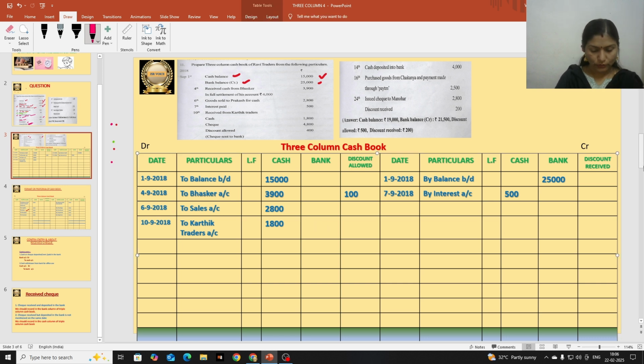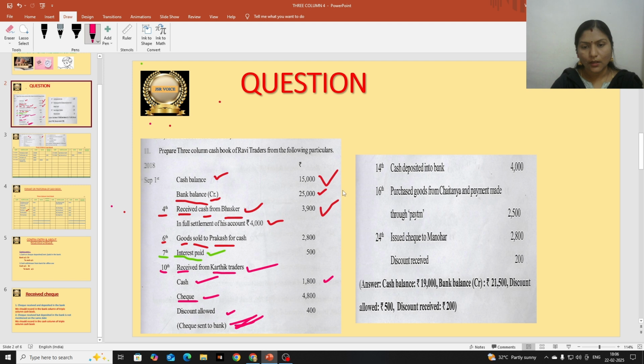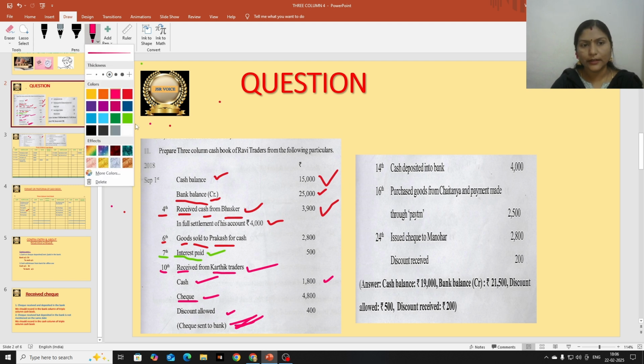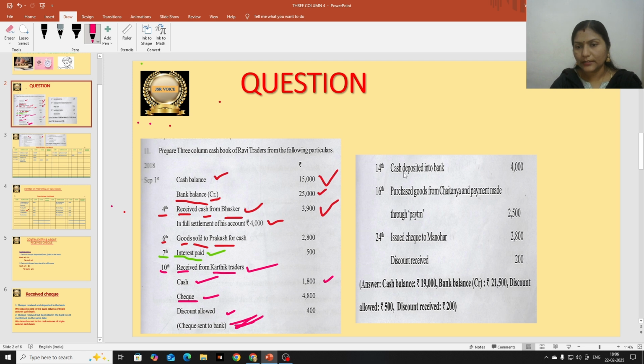How much? 4800. Discount is how much? 400. Okay, and next one, 14th date. What is the next one? Next one is 14th date. On 14th date, what happened? Cash deposited into bank. So cash deposited into bank.